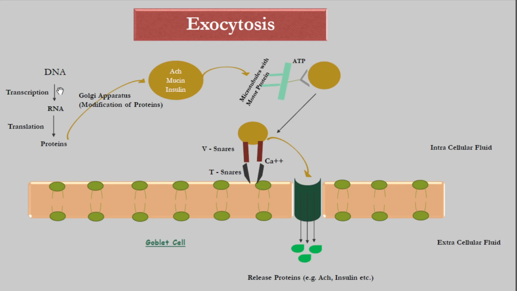See here, DNA after transcription gets converted to RNA, and then from translation protein is formed. The protein is modified by the Golgi apparatus and it is utilized. When the utilization has been done, whatever material or waste part is remaining is thrown out of the cell by the help of this exocytosis process.